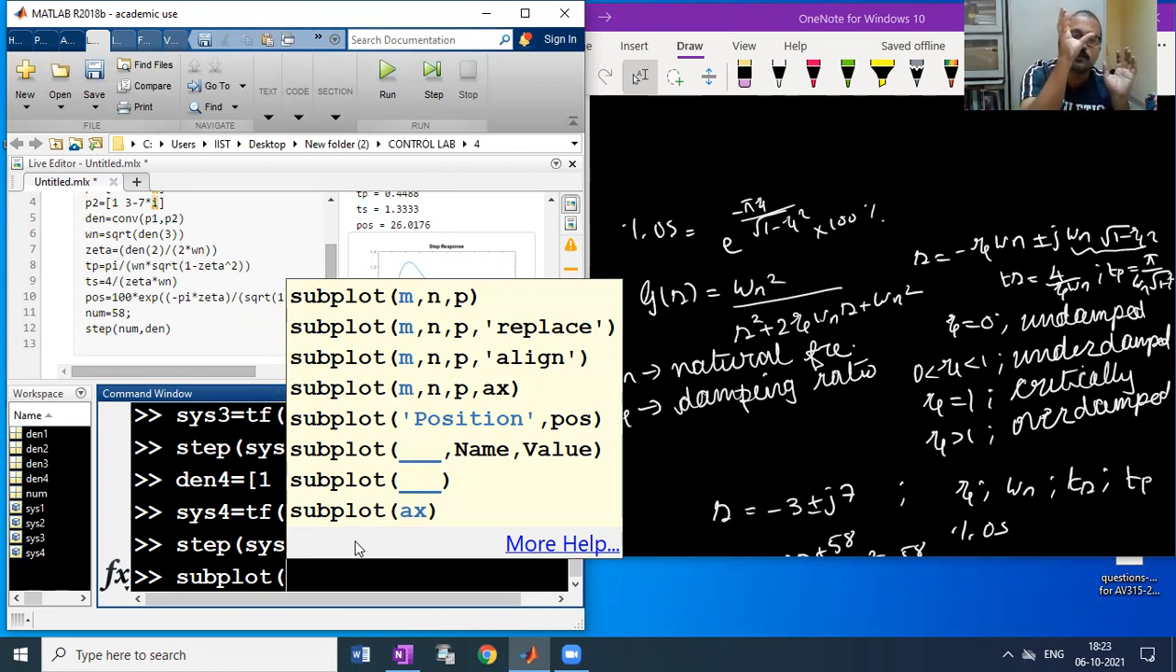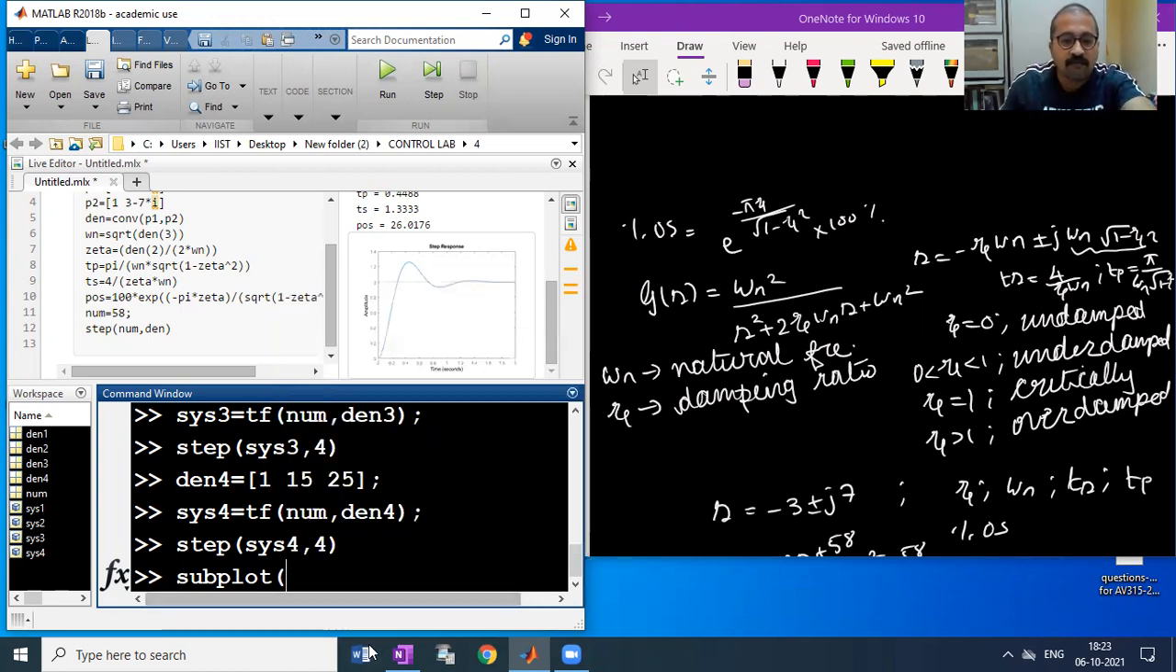So 1 means the topmost left, 2 means the top right, 3 means the bottom left, 4 means the bottom right. That's it. Okay. So subplot, right? I have divided it into a 2 by 2 thing.